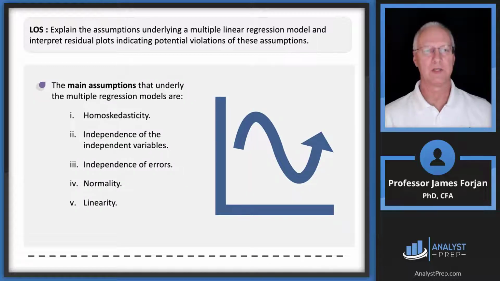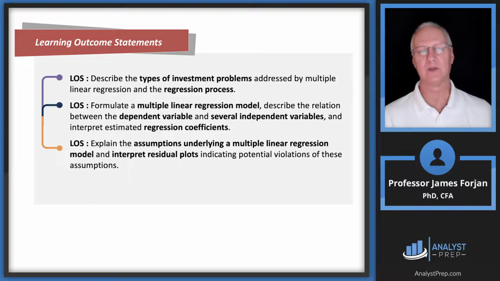All right, so here's a list of the main assumptions: homoscedasticity, independence of the variables and of the error terms, normality, and linearity. And that takes us through these learning outcome statements. So what have we done? We've really just built on what we learned in simple linear regression. We've added a couple of important things, but then I think the important thing is those interpret the residual plots. You can only interpret the residual plots if you know LOS1 and LOS2. So that should be your focus.